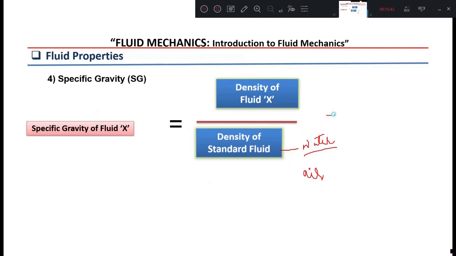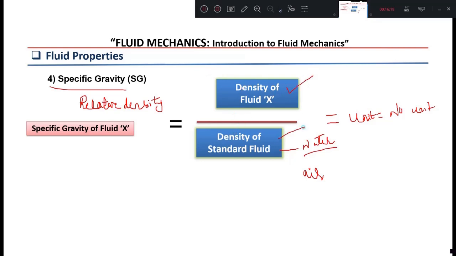The specific gravity is unitless. It doesn't have any unit, because it is the ratio of 2 densities. Sometimes the specific gravity is also called relative density. Why is it called relative density? Because it compares two densities of fluid. The density of any fluid divided by the density of standard fluid: kg per meter cube divided by kg per meter cube, both units cancel, and you'll get a number. That gives you the specific gravity of fluid X. It is a ratio of density of any fluid by density of the standard.